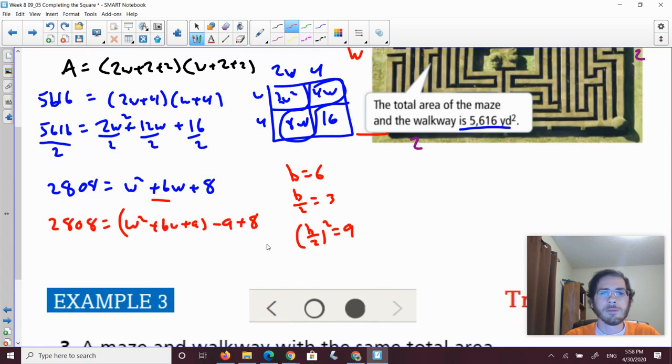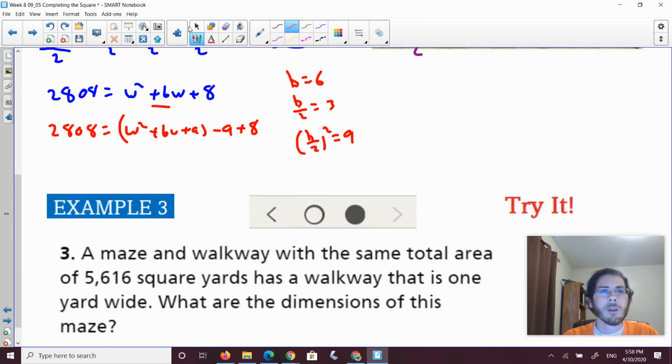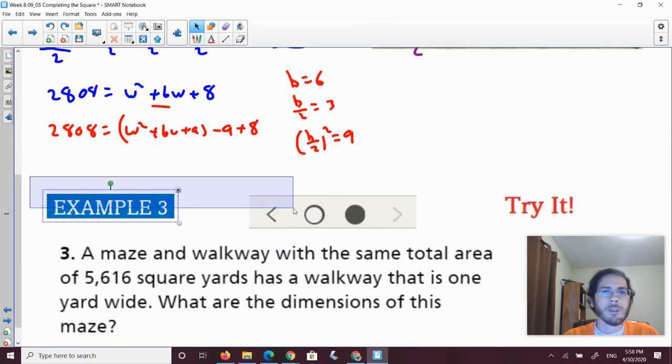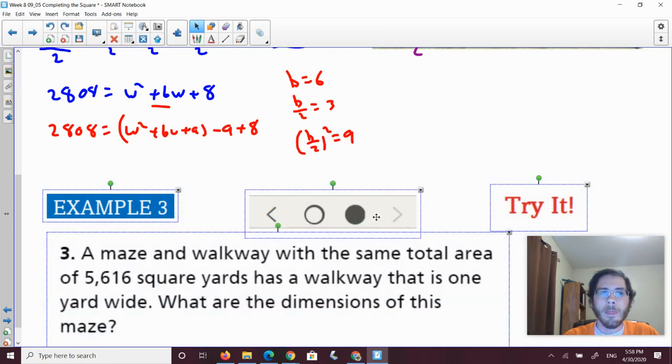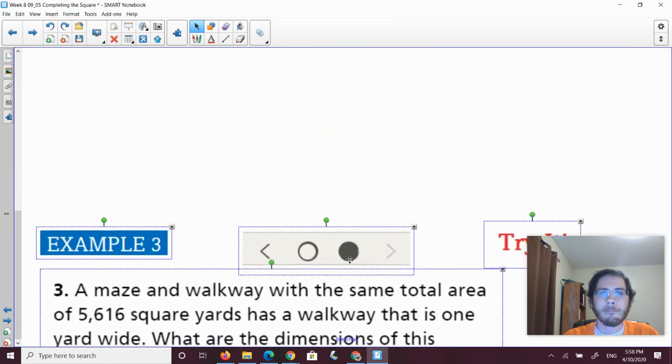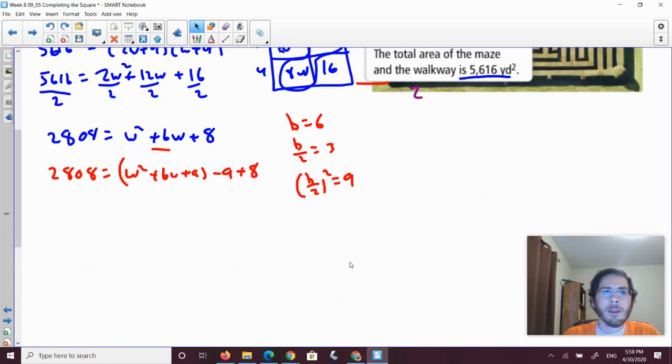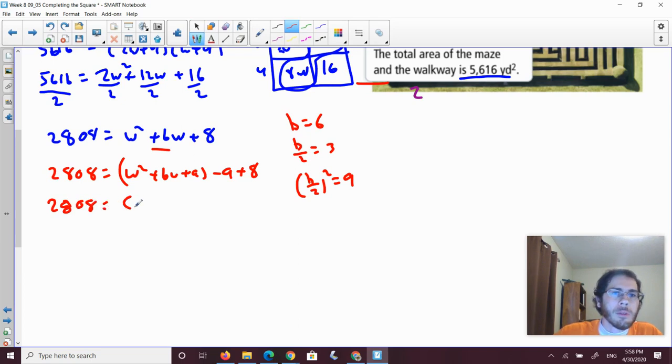All right, need some more space. Okay, so that looks good. So now we kind of drill down a little bit more. 2808 equals W plus 3 squared minus 1 when we combine those like terms.